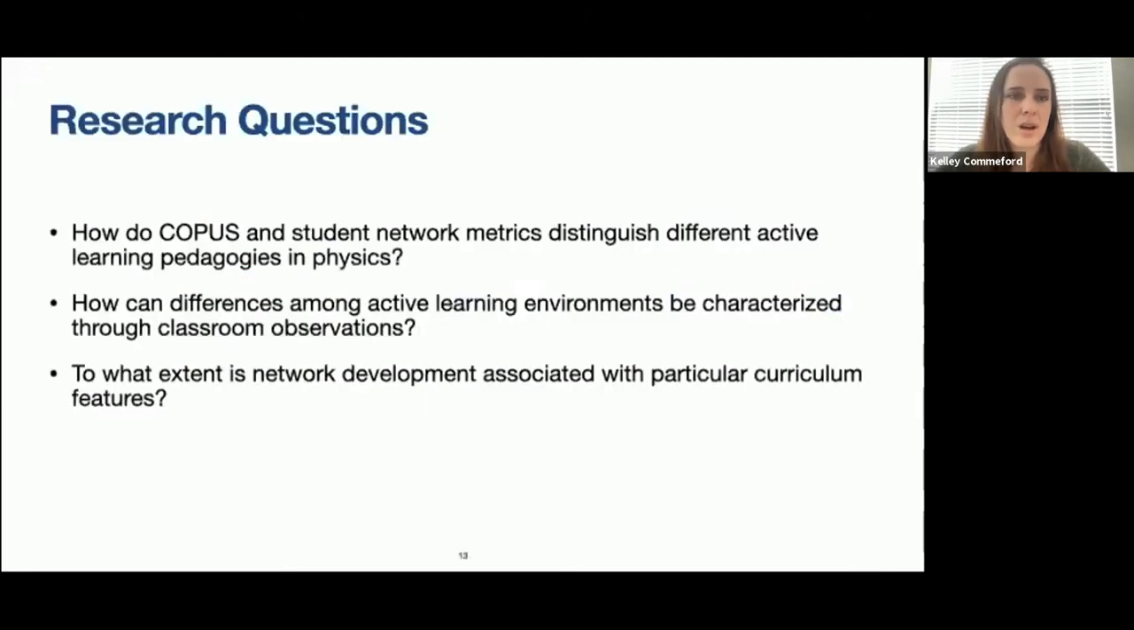So then we can talk about our specific research questions. How does COPUS and the student network metrics distinguish active learning pedagogies in physics? COPUS is the observation protocol that we used in this study, which we'll discuss shortly. How can differences among active learning environments be characterized through these classroom observations? And to what extent is network development associated with particular curriculum features?